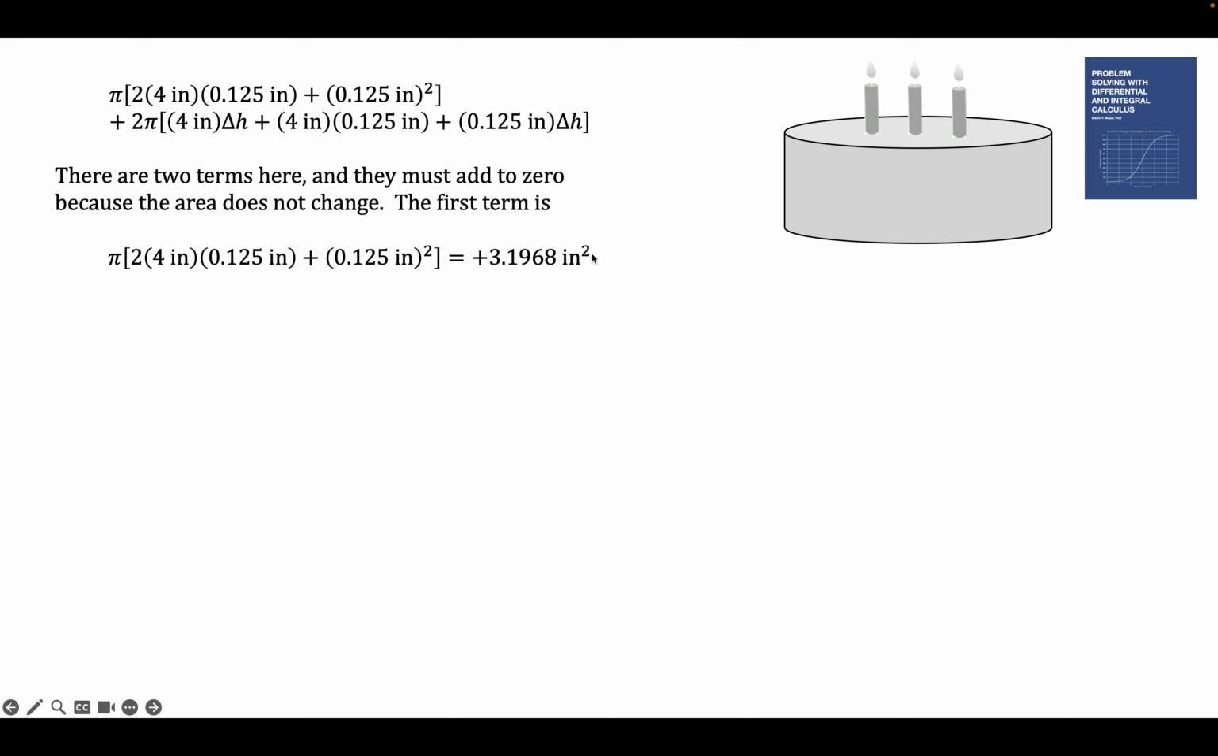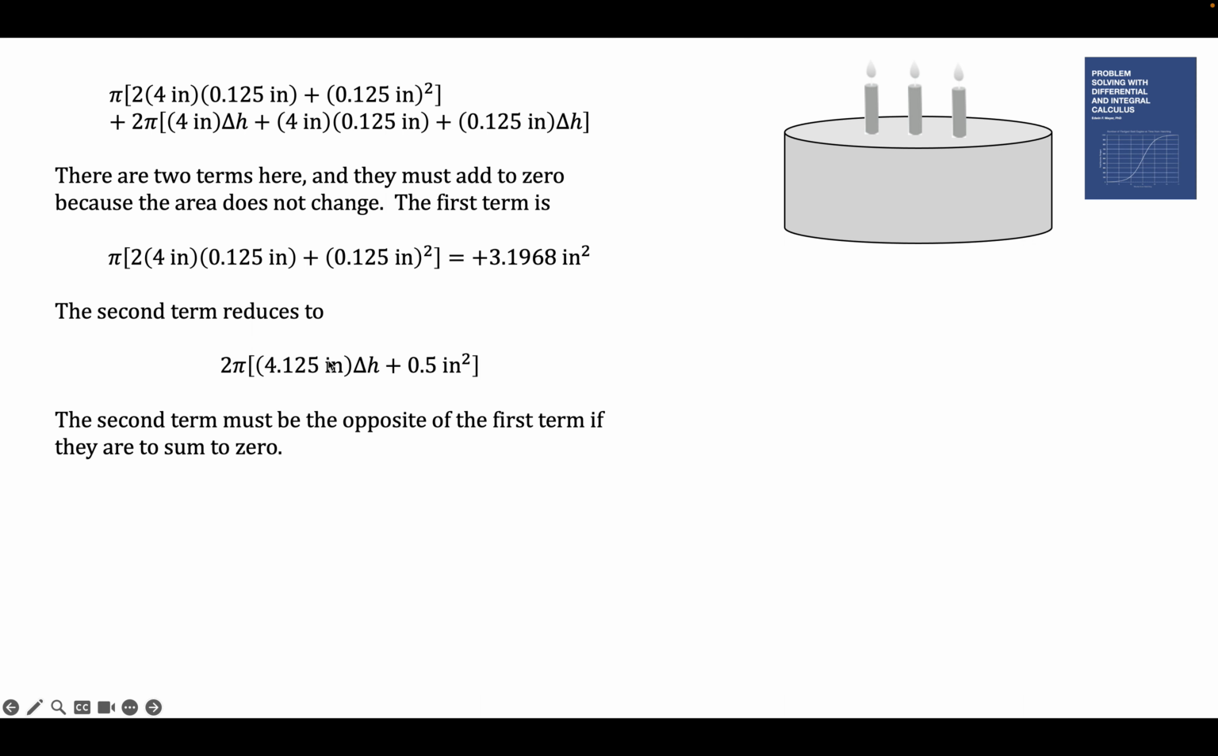3.1968 square inches. And the next one has to be minus that. All right. We combined the two terms with the delta H in it, and we got this. So this must be minus that area if the total area of the cake doesn't change. So now we can do some algebra and solve for delta H.